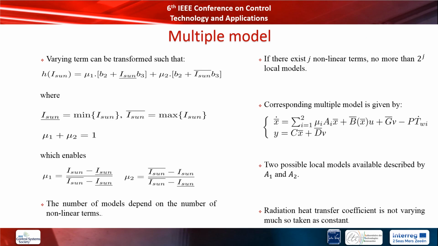In the thermal model, the varying term is h of I sun, where this is the minimum of solar radiation and this is the maximum of solar radiation, which enables us to obtain mu1 and mu2. The number of models depends on the number of nonlinear terms, and two possible local models are available, described by A1 and A2. The corresponding multiple model can be written as this. It should be noted that the radiative heat coefficient does not vary much, so it is taken as constant by taking the mean of all the values.